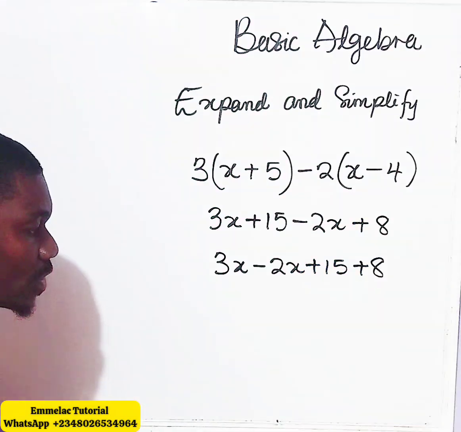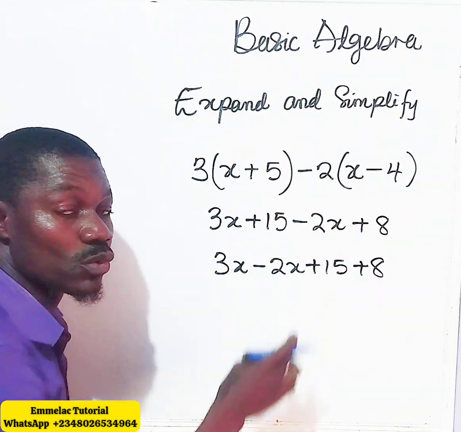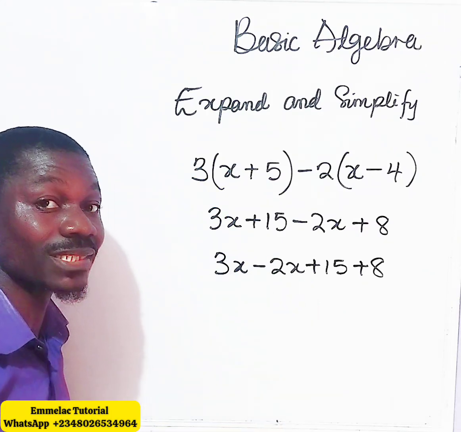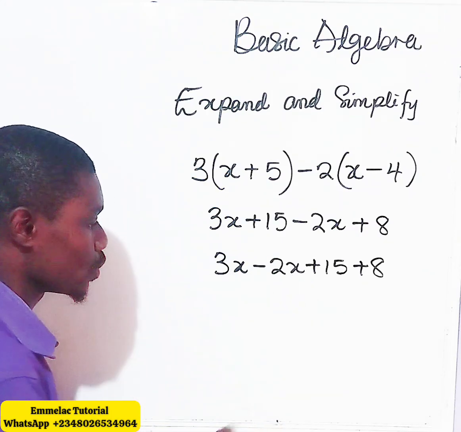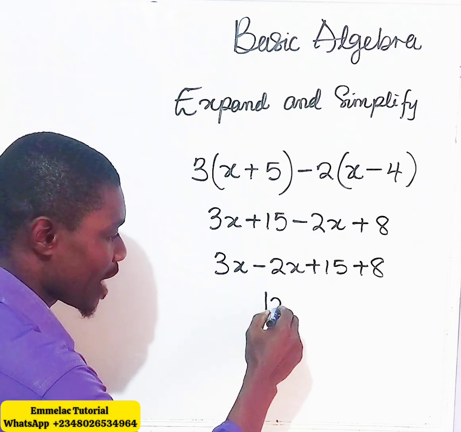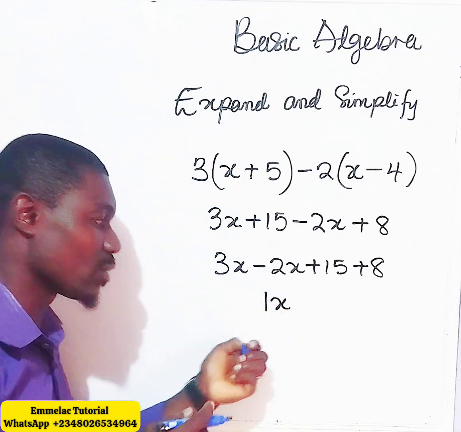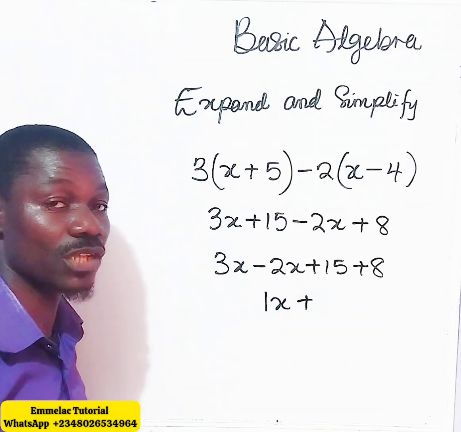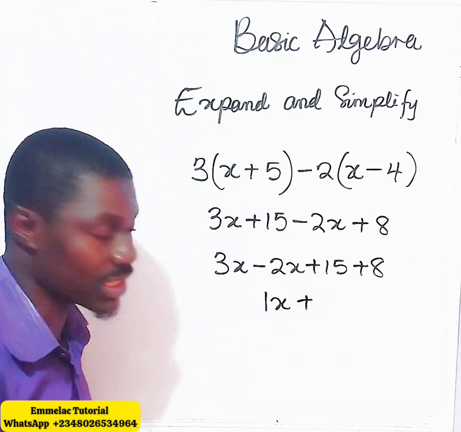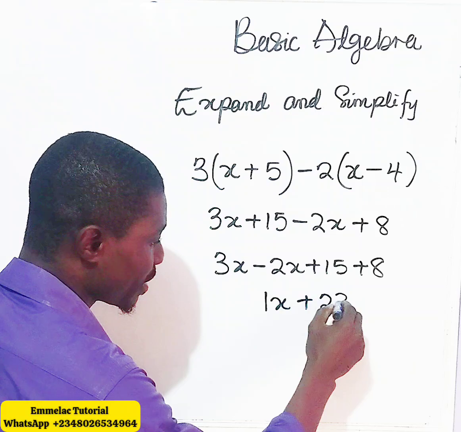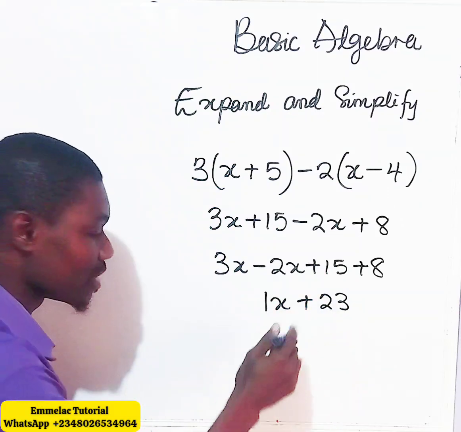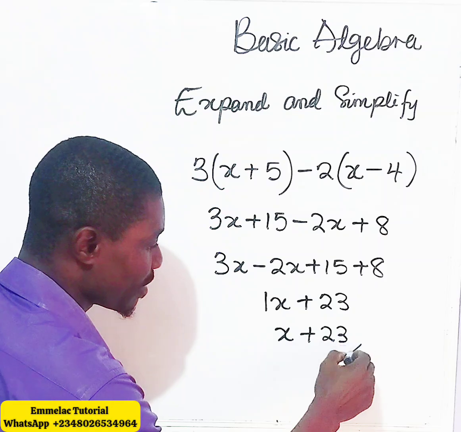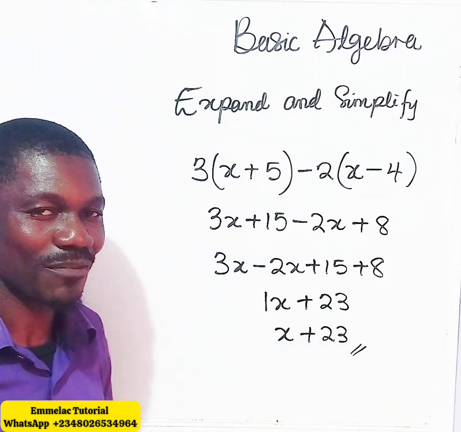Okay, the next thing we need to do now, 3x take away 2x. As long as they are having the same variable, it implies 3 minus 2. So here we have 1x. Okay, then plus 15 plus 8, that should give us 23. Take note, 1x is just the same thing as x, then plus 23. Final answer.